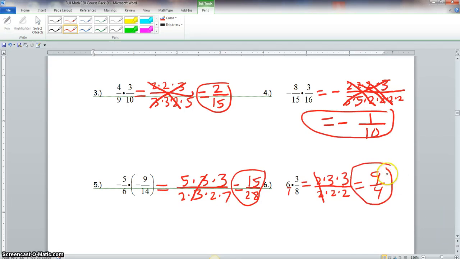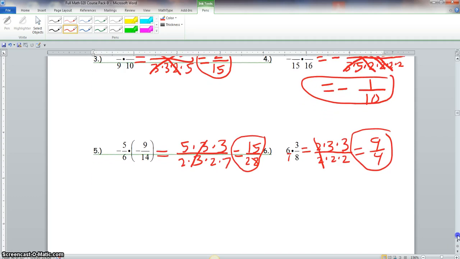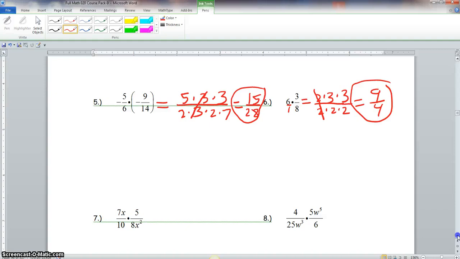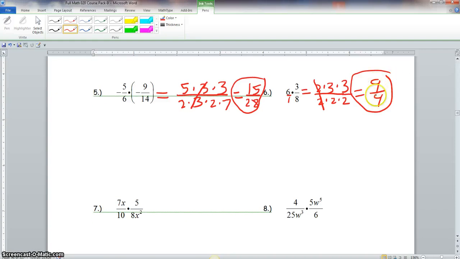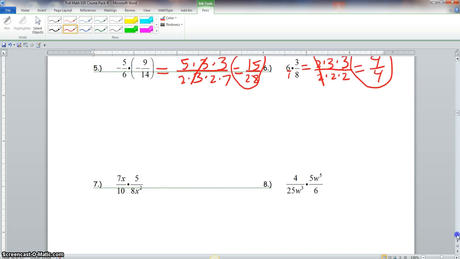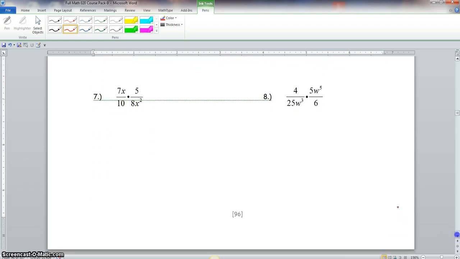Now, I know this is an improper fraction, but we have not gotten to changing it to mixed numbers, so we would just leave it as an improper fraction. And also, just as a side note, an improper fraction is simplified when you simplify it out like we just did. Changing it to a mixed number is not simplifying. Okay, now we go down here to number 7.